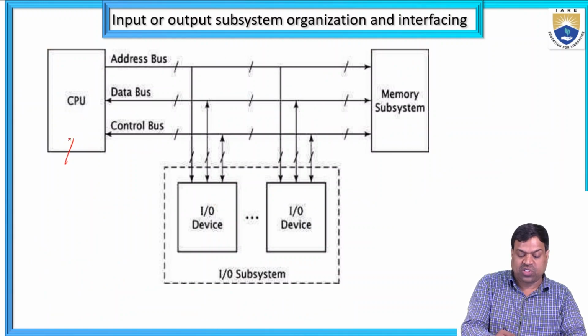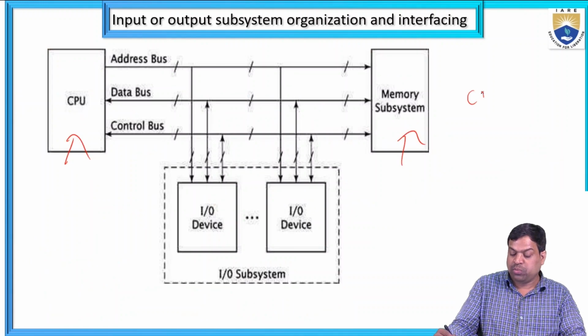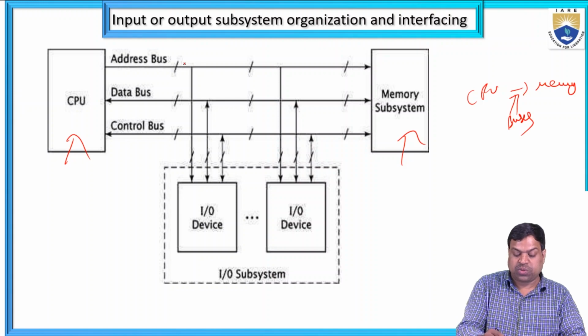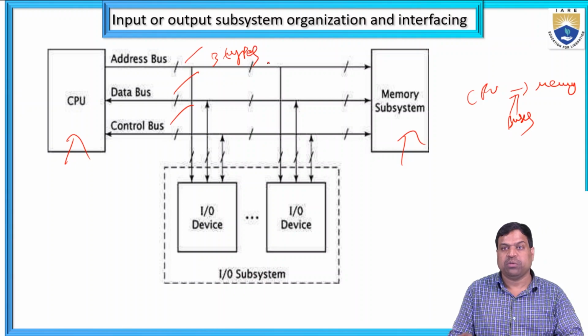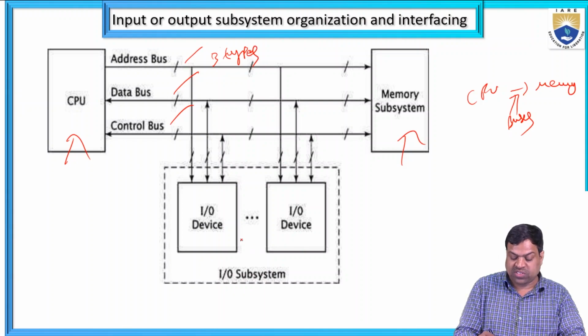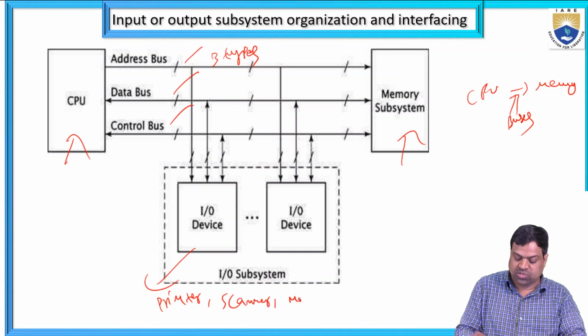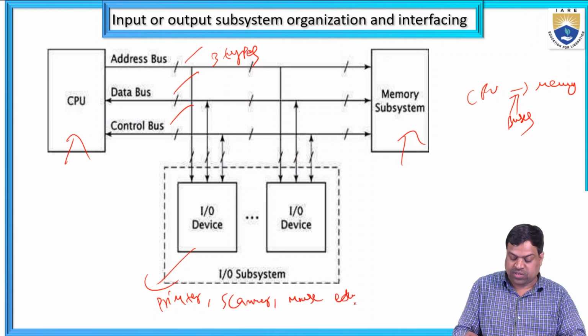Address bus, data bus, and control bus are there in between the CPU and memory. So between the CPU and memory, we need buses: address bus, data bus, and control bus. There are three types of buses. These play the major role between the CPU and the memory. And there are so many input output devices. Input output means I'm taking printer, scanner, mouse, etc. These are the devices connected to this.